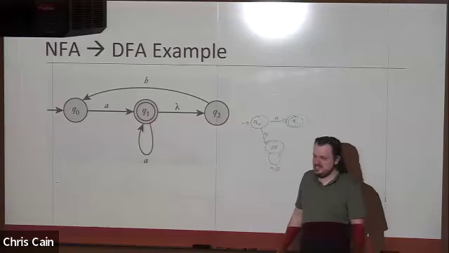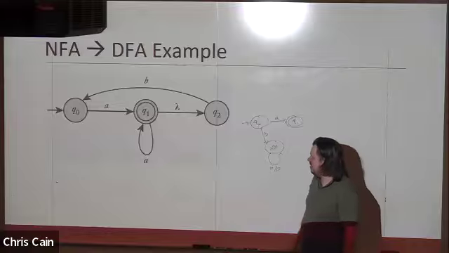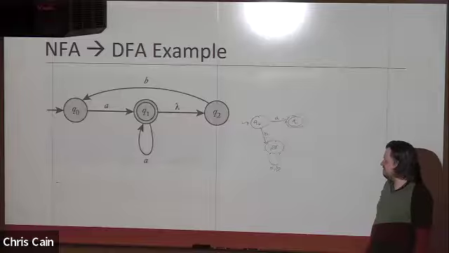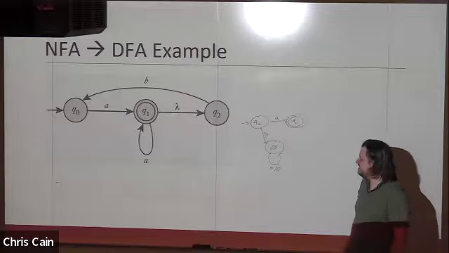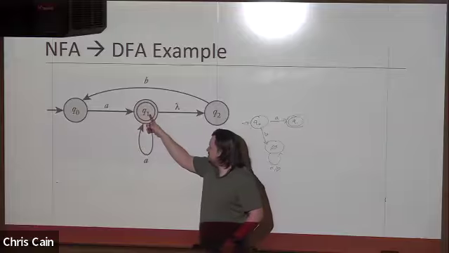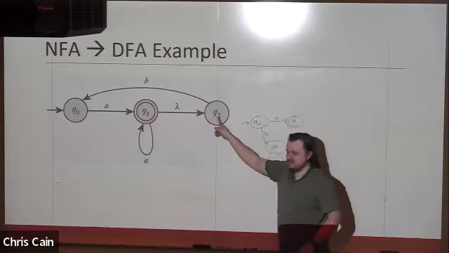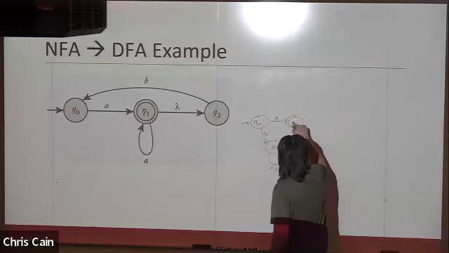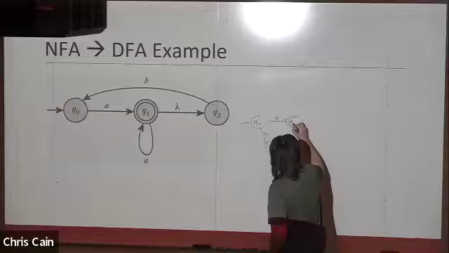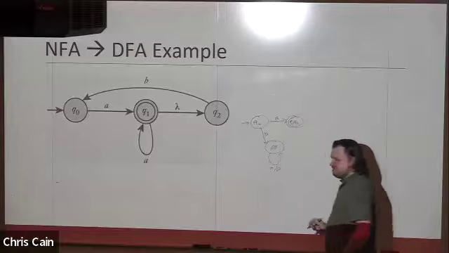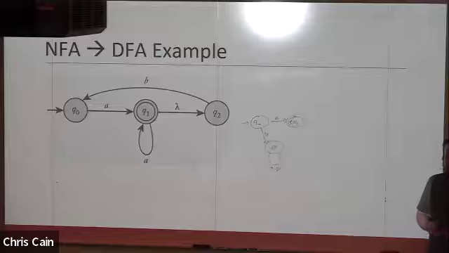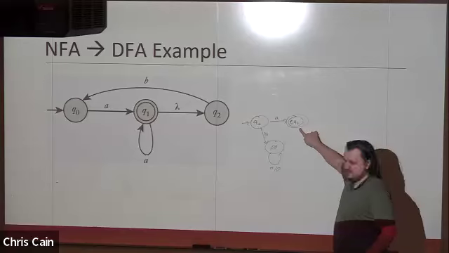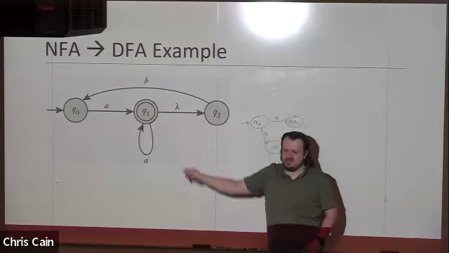Does anyone see the set of states that we could get to from Q0 on an A? We said it was just Q1. Is there anything further? We could get to Q2 because we could get to Q1 and then lambda transition to Q2, right? So this actually is not just Q1. We're going to call this Q1, Q2, as those are all the places that we could end up. And this is final because at least one of the states that we ended up in was final.